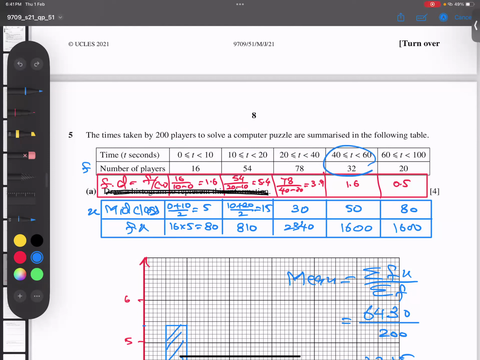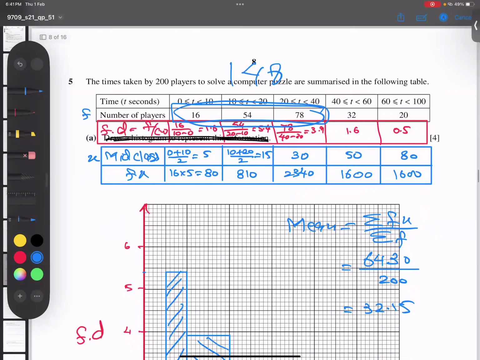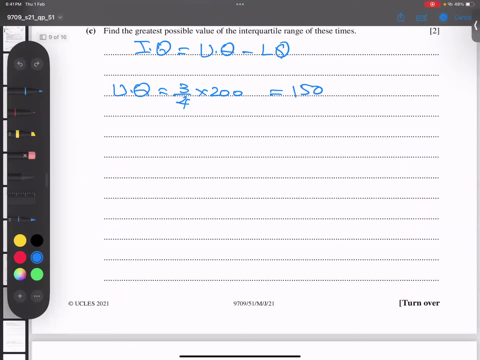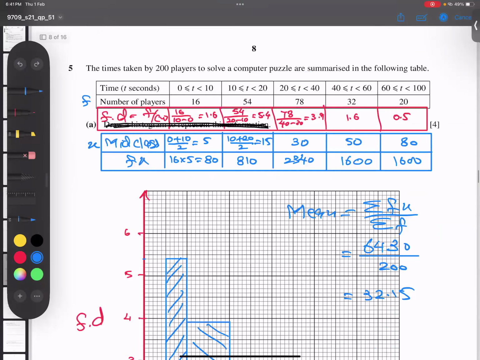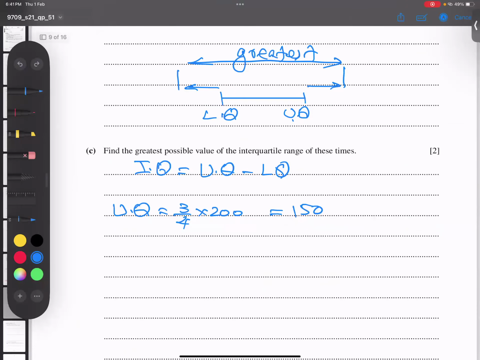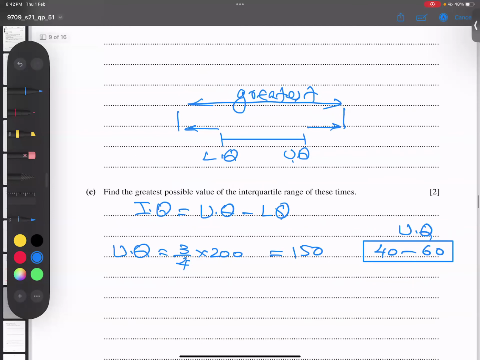It means I have to go to the next section. These three frequencies add up to 148, and I was looking for 150. Look, I'll show again: 150 I'm looking for. So which interval does it lie in? 148 or below lies in the earlier intervals, but I'm looking for 150. So 150 lies in which interval? This interval, so I will copy 40 to 60. This is my first answer. I'm writing here: 40 to 60 is the interval for the upper quartile. So I got the upper quartile interval.